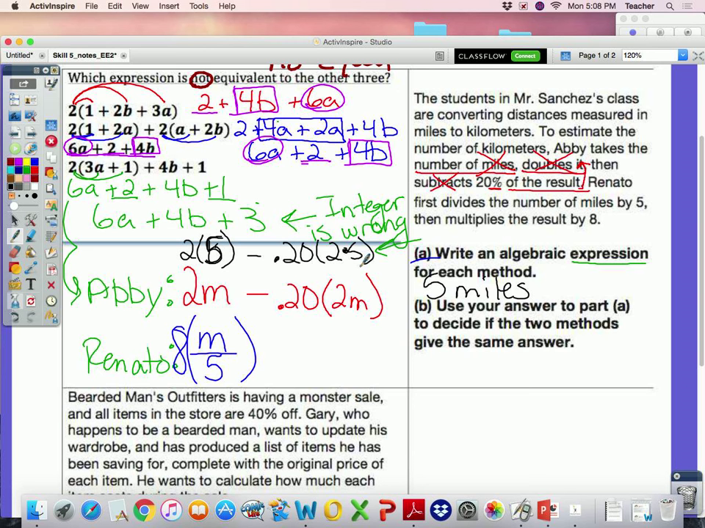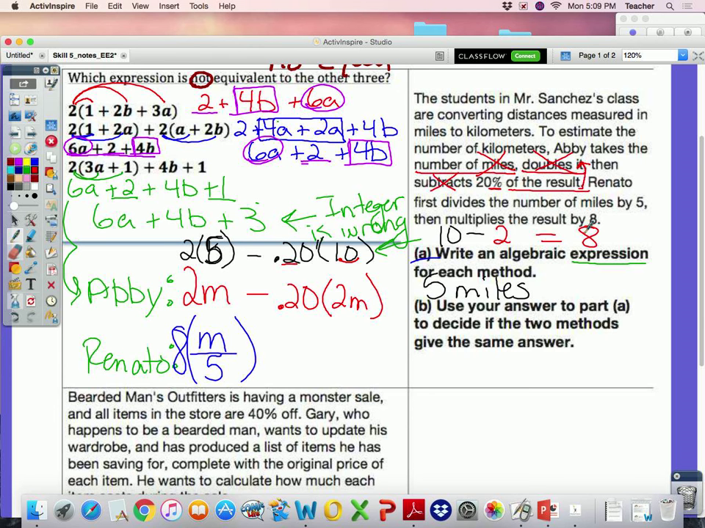It's 2 times 5, 10, minus, well, we know that this is also 10, so we can just put 10 here. If you did that already, that's fine. So now we're trying to figure out what is 20% of 10. Remember that rule with the zeros. You move the decimal place over once, and then multiply by 2. So what is 20% of 10? 2. What is 10 minus 2? 8. Okay, so that's Abby's.